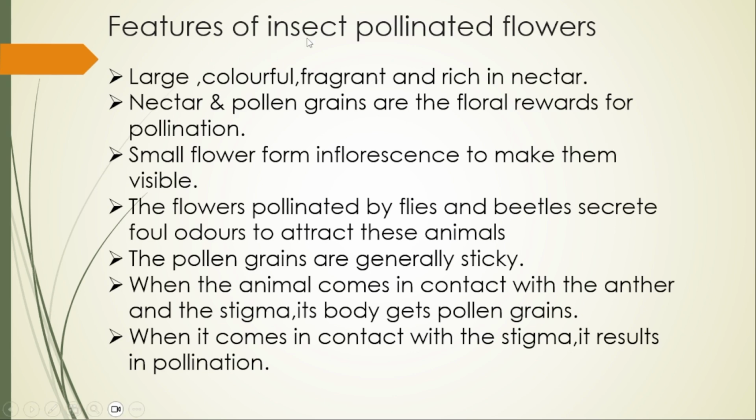When we talk about the features of insect pollinating flowers, they are usually very large, very colorful, fragrant and rich in nectar. Insect pollinating flowers will be very large so that they can attract the insects, and they will be very colorful for attraction only, and fragrant. By the fragrance also insects will be attracted, and they are very rich in nectar. Nectar and pollen grains are the floral rewards for the pollination.